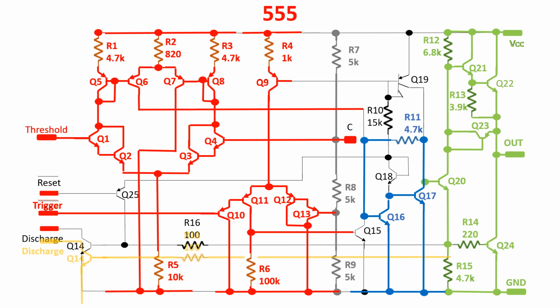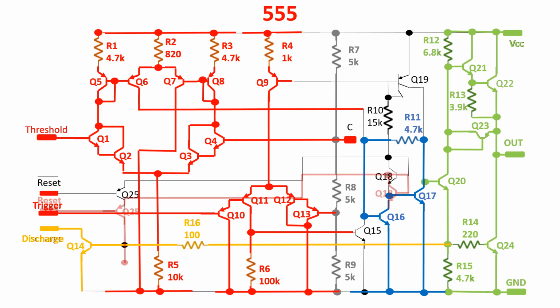Here the discharge transistor Q14, so important in the oscillator mode, and here the reset circuit, which imposes a 0 volt to the base of Q17, switching it off and forcing to the low state the output of the 555.